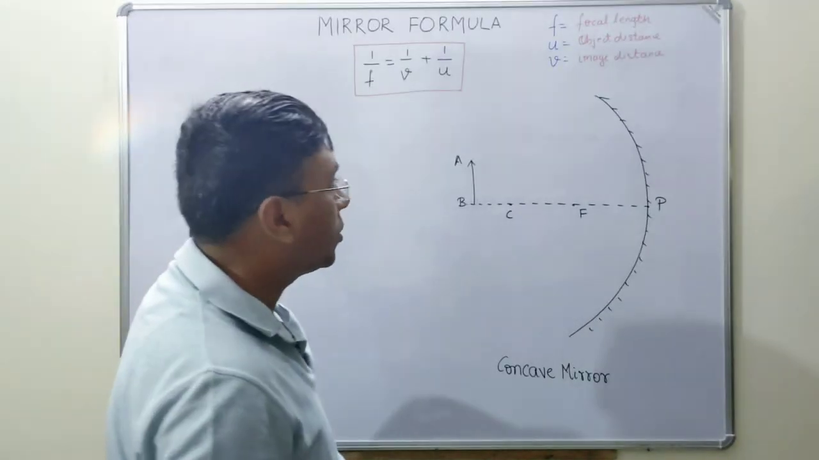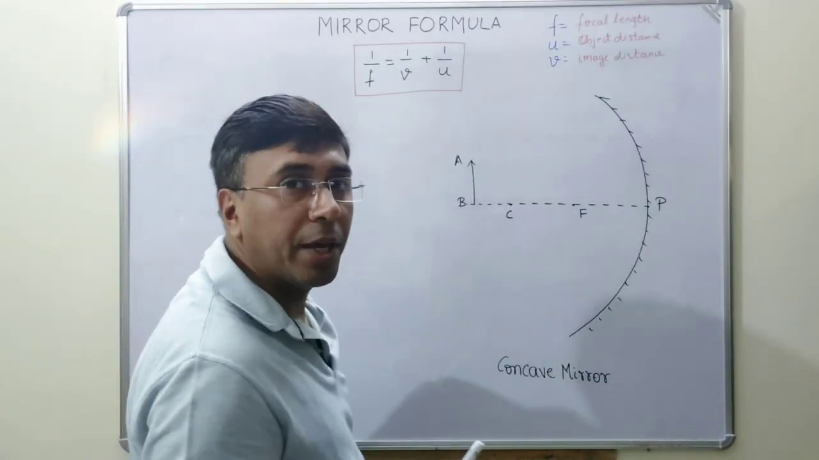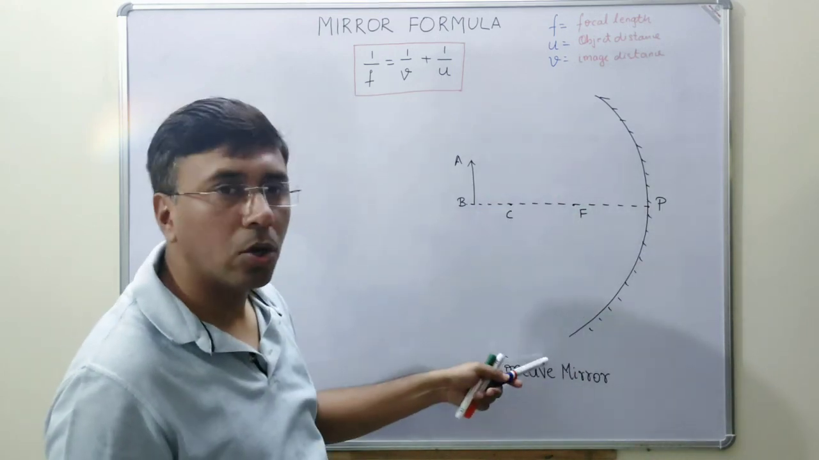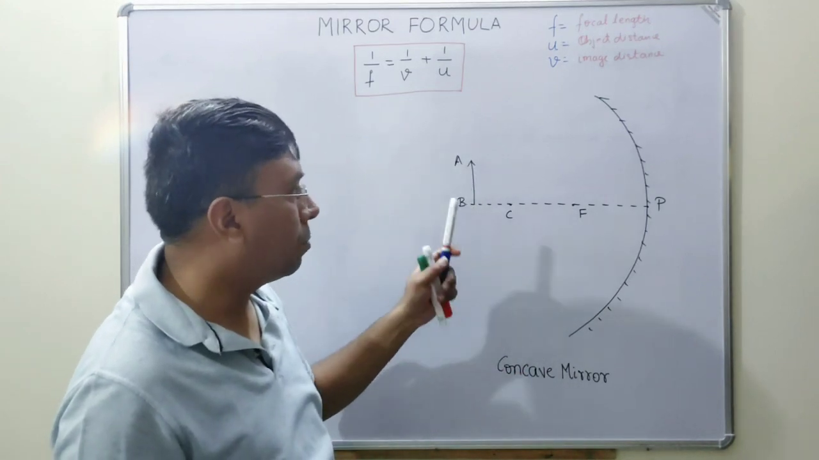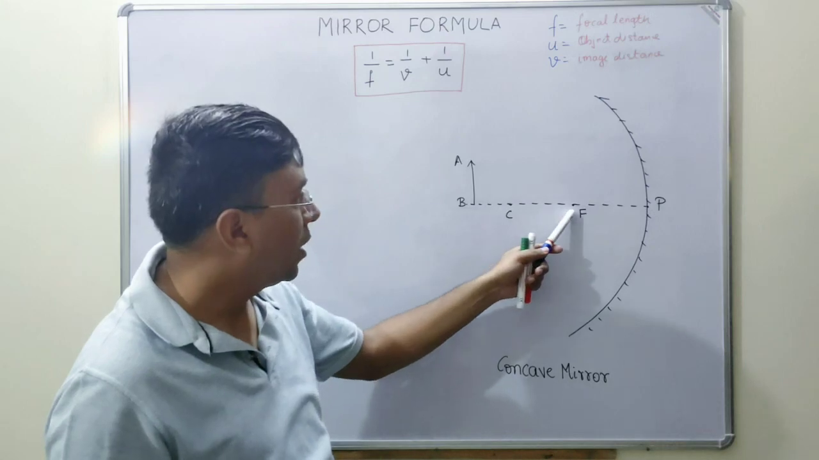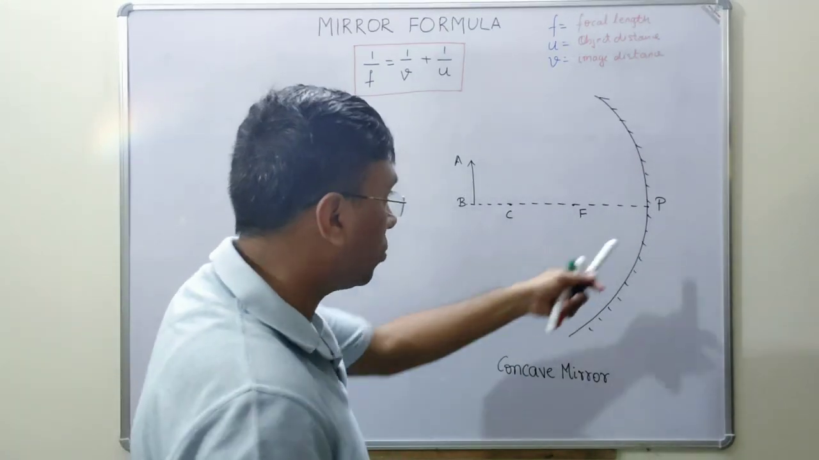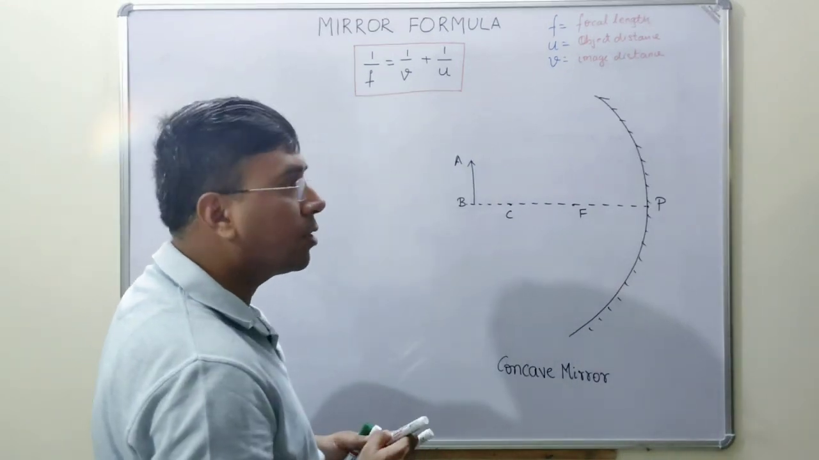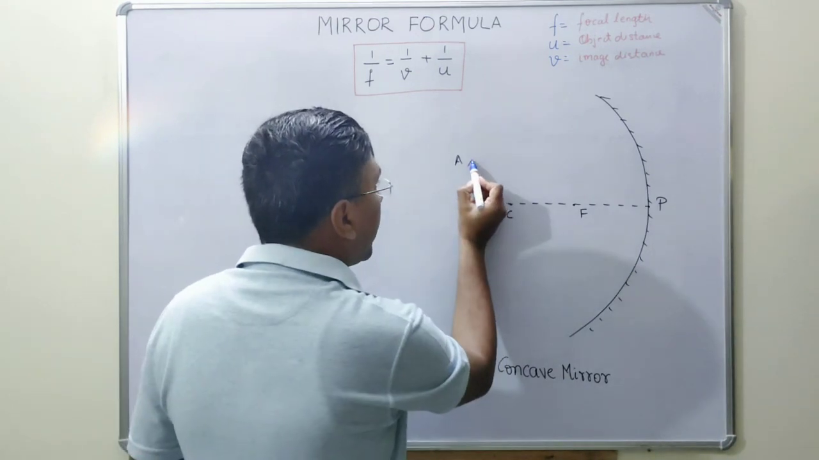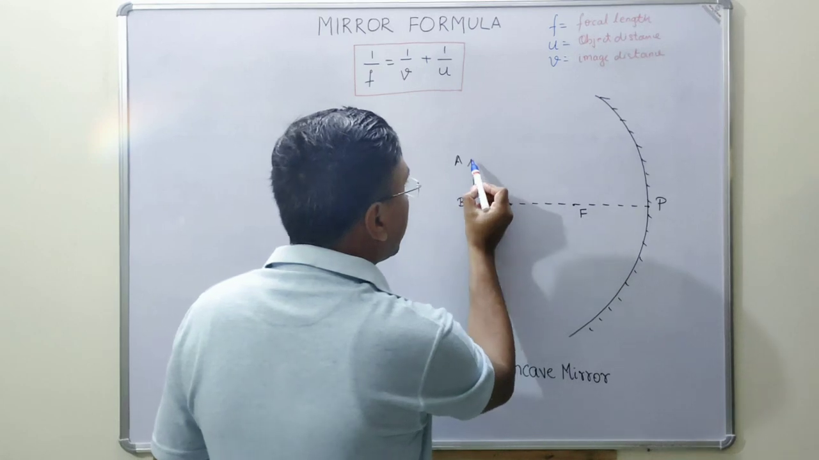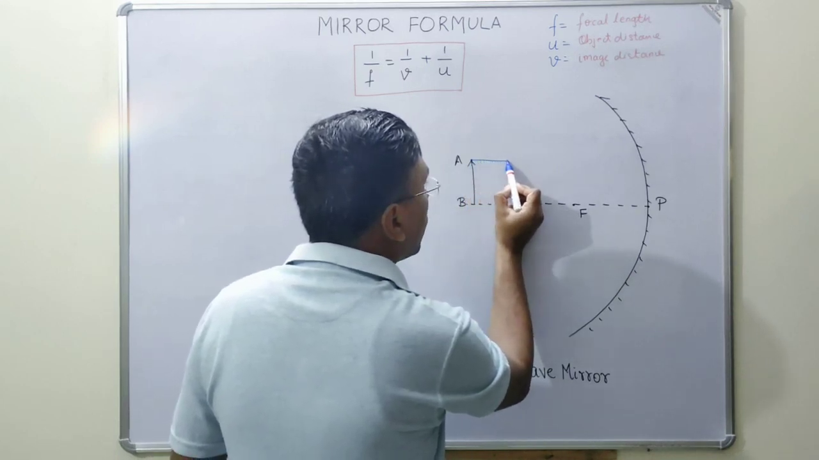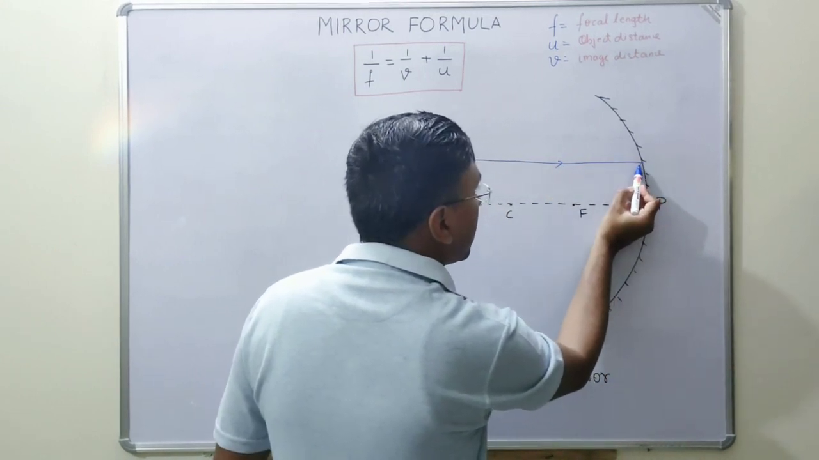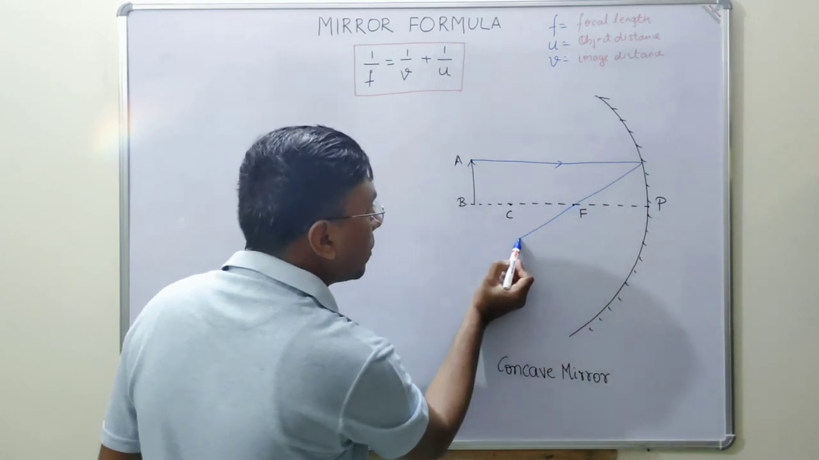Now, before we start with the derivation, we should know exactly how the image will be formed in this case. As you can see in this figure, this is a concave mirror. AB is the object, C is the center of curvature, F is the focus, and obviously P is the pole. In order to trace the location of the image, we'll draw some standard ray diagrams. That is, we locate the image of point A. For that, first we draw a ray parallel to the principal axis, and after reflection from the mirror, it passes through the focus like this.